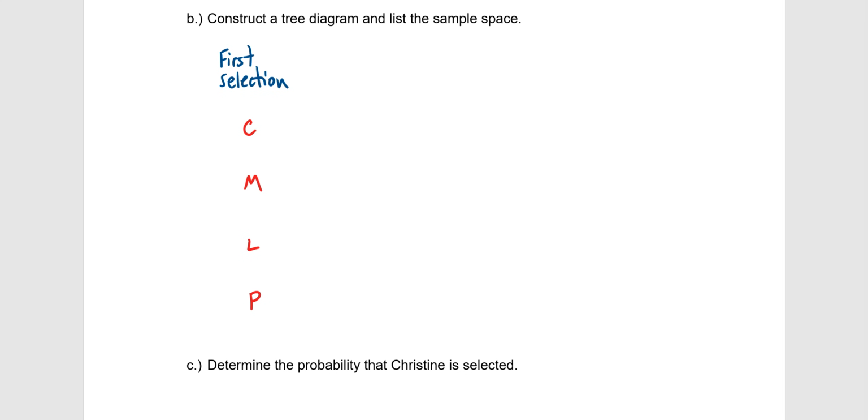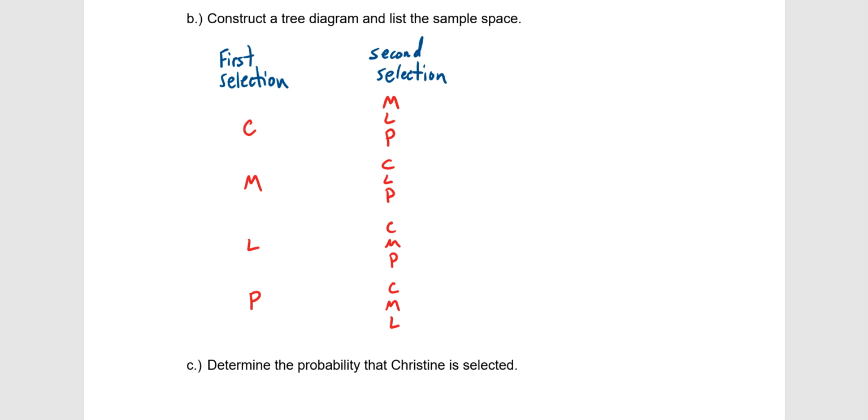And then we have the second selection. The second selection is going to be a little bit trickier than the first one. If we choose Christine first, then the only available options are Mike, Larry, or Phyllis. If we choose Mike, the only options available are Christine, Larry, Phyllis. If we choose Larry, then it's Christine, Mike, Phyllis. And if we choose Phyllis, it's Christine, Mike, or Larry.